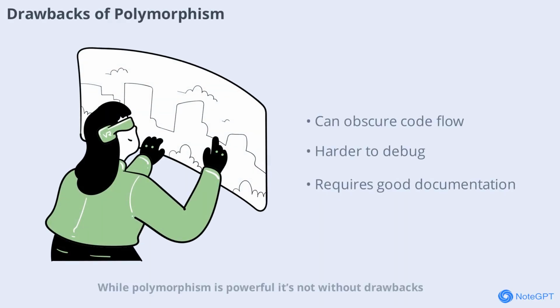While polymorphism is powerful, it's not without drawbacks. One challenge is that it can make code harder to follow, especially for beginners. Debugging can also be more complex, since the actual method called depends on the object's runtime type. It's important to use polymorphism judiciously and document your code well to avoid confusion.